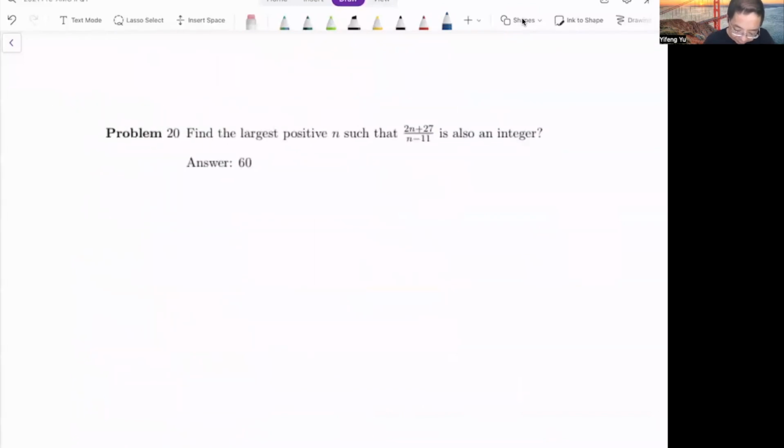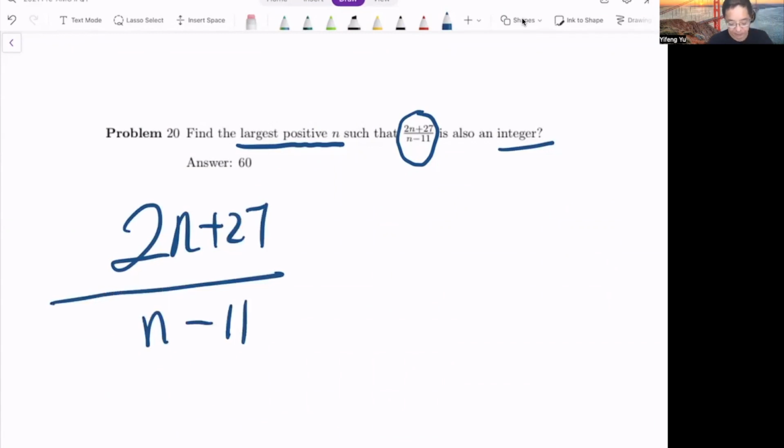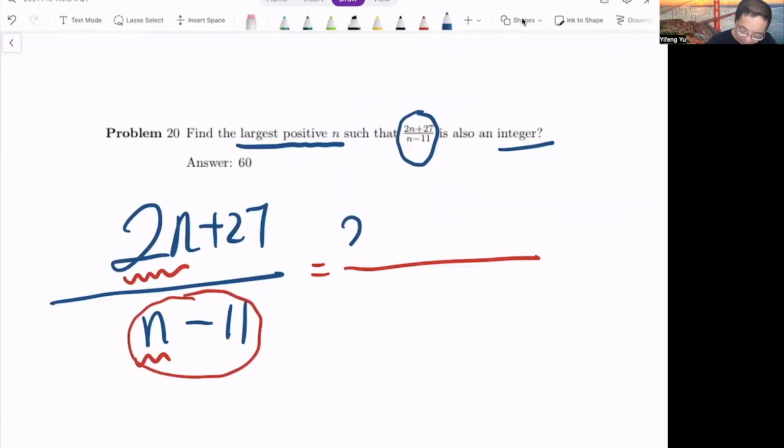Problem number 20: find the largest integer n such that (2n + 27) / (n - 11) is also an integer. Here we do some algebraic operation. Observe this is 2n and n, so let's try to do a division that involves n minus 11. I can write this as 2 times (n - 11), which is 2n minus 22, but I have 27 here, so I have to add 49.